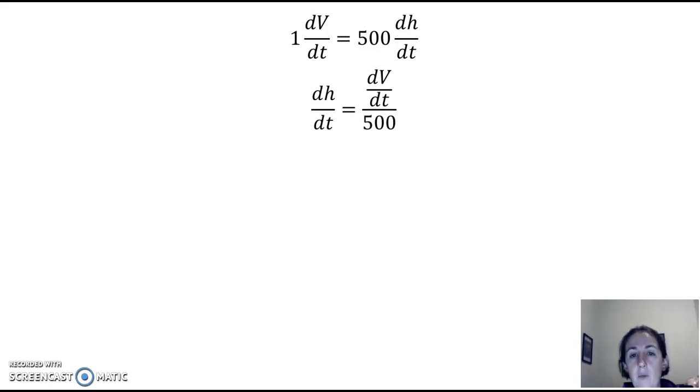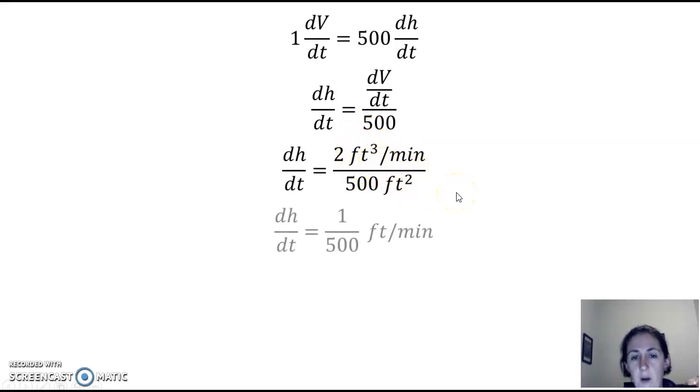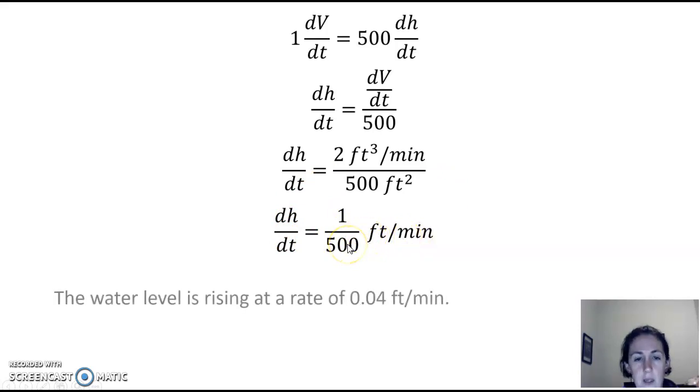Now remember the rate at which dV/dt was changing. It was changing at a rate of 2 cubic feet per minute. And remember this 500 right here was 10 feet times 50 feet, which was 500 feet squared. So now this cubic feet and these square feet will reduce down to just 1 foot per minute. So dH/dt is changing at a rate of 1 over 500 feet per minute. I apologize, that should be 1 over 250 feet per minute. And 1 divided by 250 is 0.04 feet per minute.